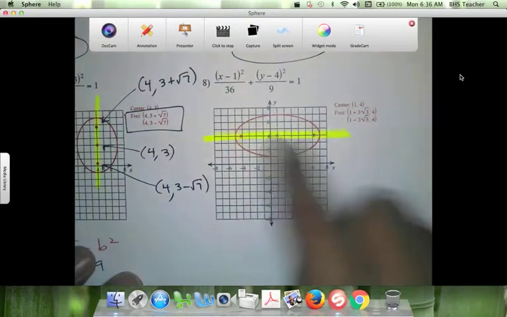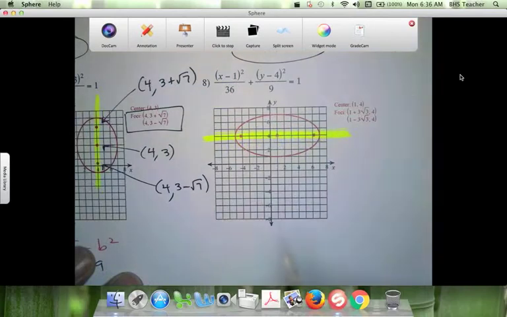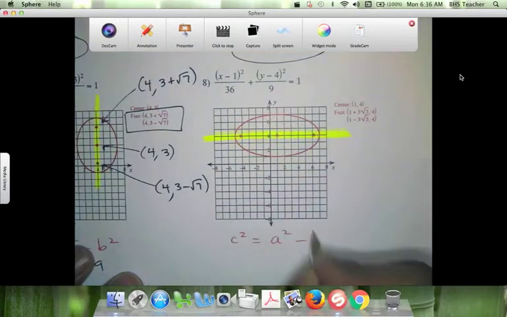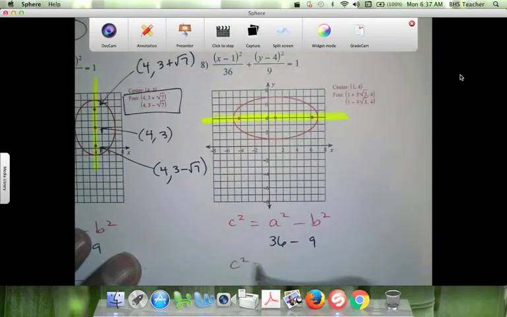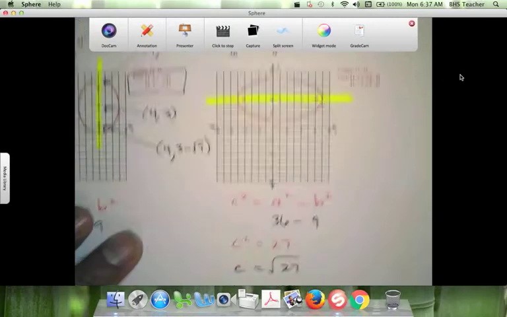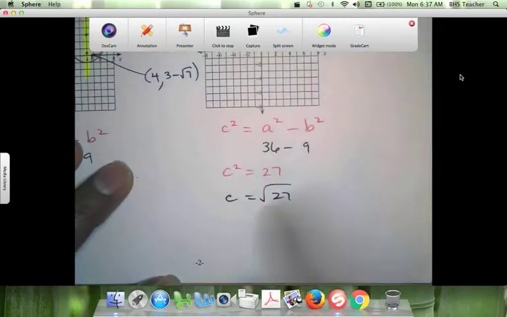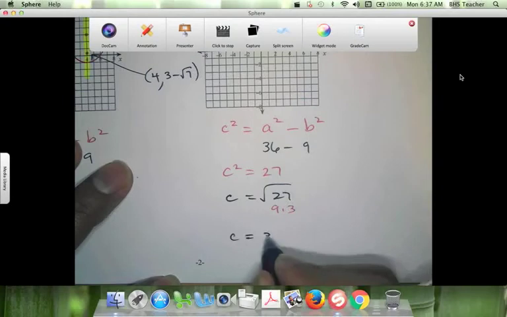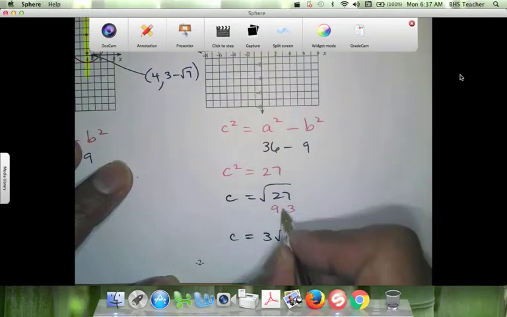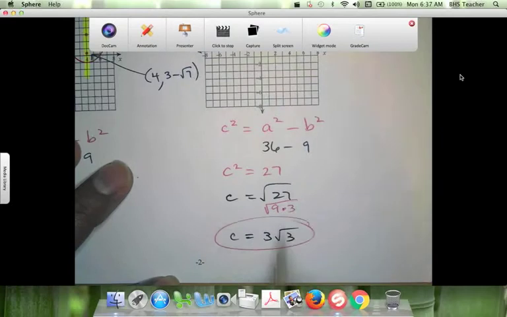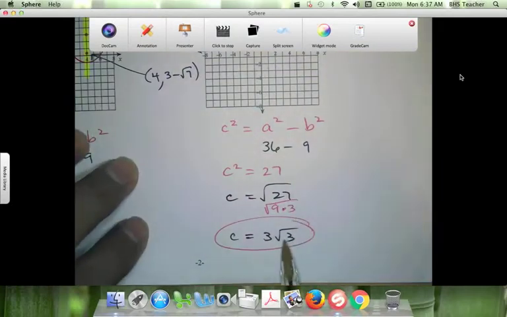Alright, we have to find that C distance. How much do I have to go this way? How much do I have to go this way? Well, that's why you need this formula. It's going to be 36 take away 9, which is 27. C squared equals 27. I take the square root of both sides, so C is equal to the square root of 27. 27 we know we can break down. 27 is 9 times 3. So when we do that, you're going to get 3 root 3. This 9 has a square root, it comes out as 3, and this 3 stays in. Alright, this is the distance that we have to offset from the center.